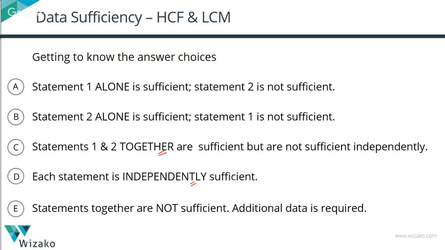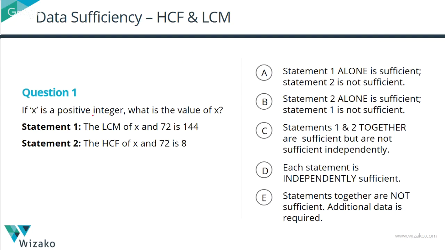Start with the first question. X is a positive integer. What is the value of X? So we need to find out the value of X. Whenever such questions are asked in data sufficiency, first and foremost thing, keep this in mind: the data is sufficient if you're able to get a unique value for X. Should be able to say X I know is 14, X is 21. You need to be able to come up with one single number. If you say X can be a 4 or an 8, then the data is not sufficient.